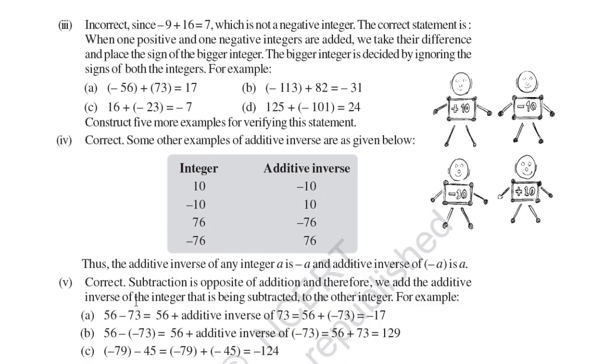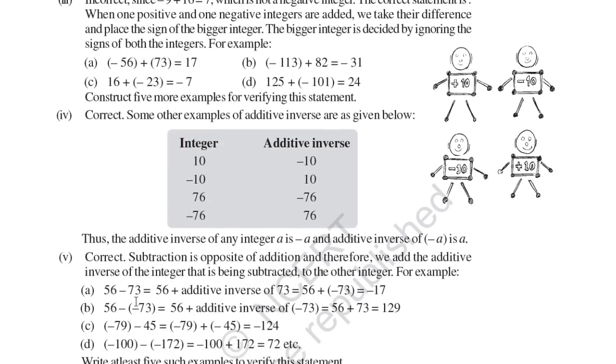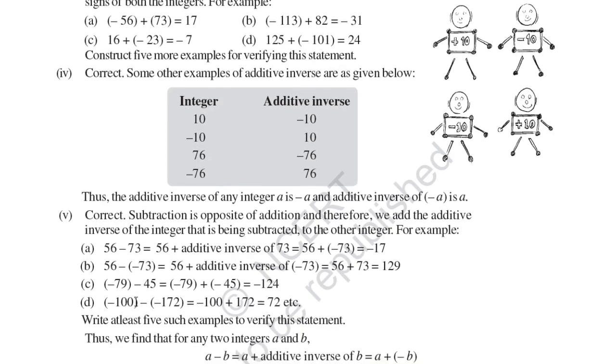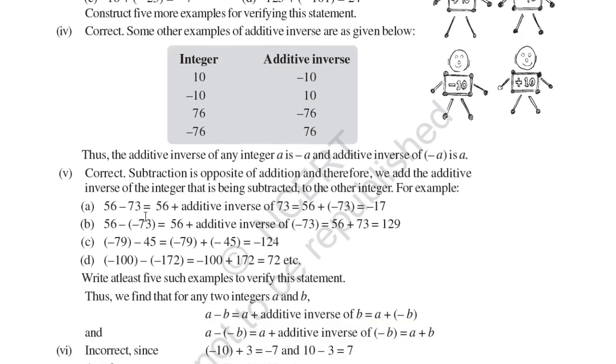The fifth one is correct. Subtraction is the opposite of addition, and therefore we add the additive inverse to the other integer. For example, 56 minus 73 is equal to 56 plus the additive inverse of 73, which is minus 73. So we get 56 plus minus 73 is equal to minus 17. 56 minus minus 73 is equal to 56 plus the additive inverse, so it will become positive: 56 plus 73 is equal to 129.